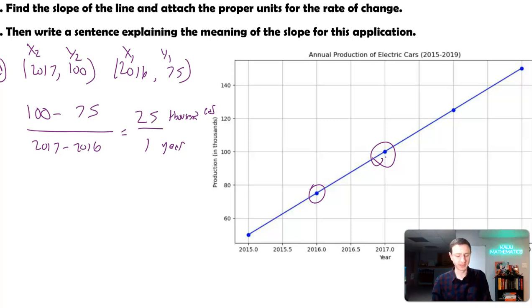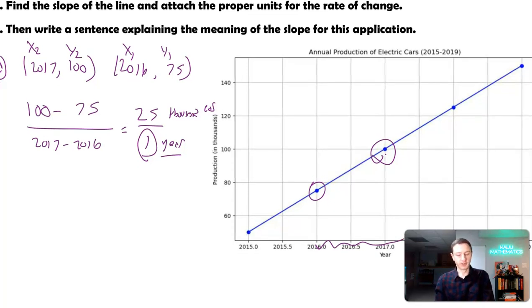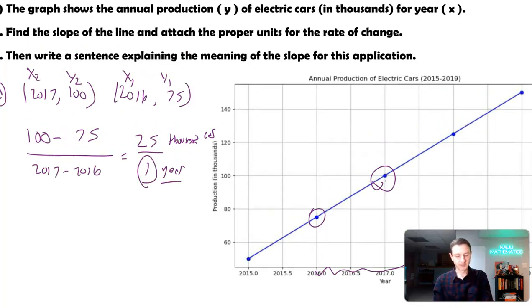And letter B is just asking us to write a sentence. I pretty much just said it. For every year, because the X values are changing by year, the Y value is changing by thousands, and then we just calculate a slope of 25 over 1, meaning for every single year, we are producing 25,000 electric cars. Yep. So there it is. And you can write that out for letter B if you want, but I'm just going to leave it at that.